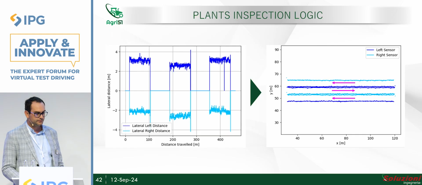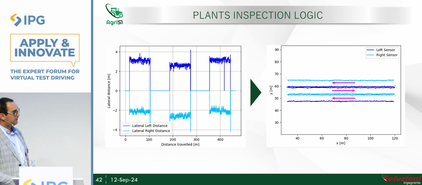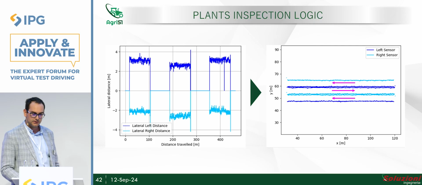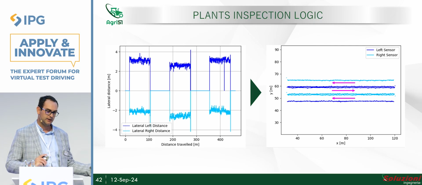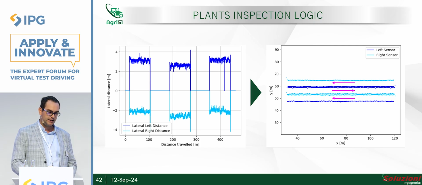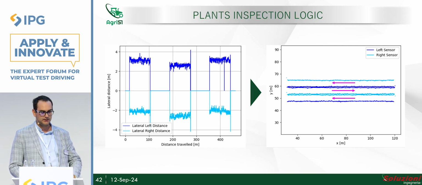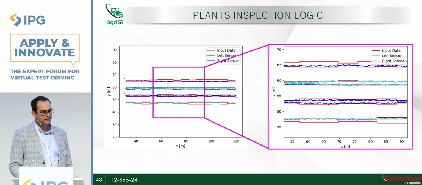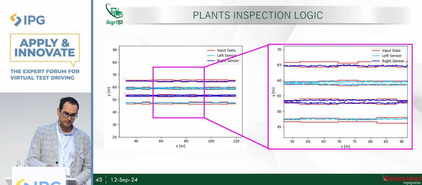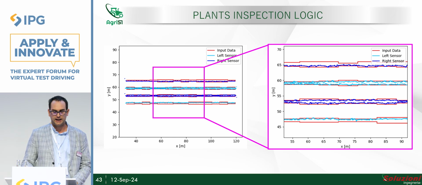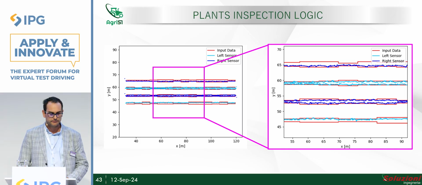Let's see some results. This is an example of the signal detected by the sensors. We have left and right signals in light and dark blue. On the right side is plotted against the travel distance. On the left side, instead, we have a bird's eye view of the same information. This is a comparison between what is seen by the sensors and the actual bounding box of the vineyard in red.